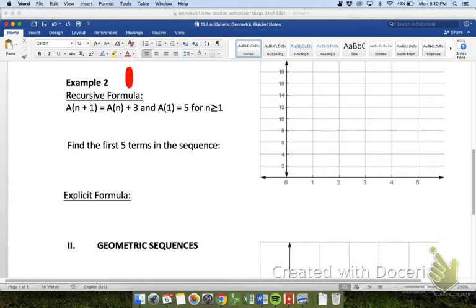Okay, so if you take a look at example 2 on your note sheet, example 2 is going to be a U-try problem. So it's similar to example 1. So do the best that you can, and we'll go over it in class. Okay, and then you can press play on the video again once you finish.